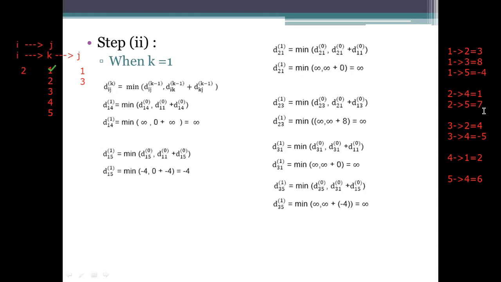It reduces and updates the matrix here. And coming to 2 to 1, here we need to calculate the distance from 2 to 1. Okay. Here, for 2, 1, there is no path. So what do you have to do? We need to substitute infinity.